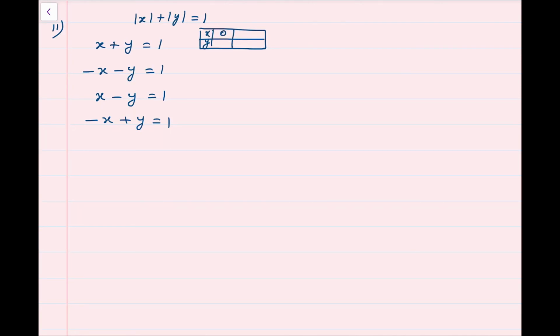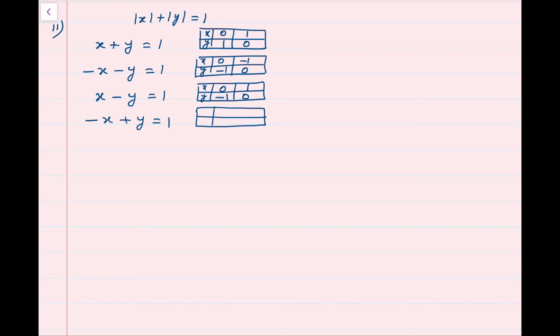If x is 0, y is 1. If y is 0, x is 1. And for the second line, if x is 0, y is minus 1. If y is 0, x is minus 1. And the third line, if x is 0, y is minus 1. If y is 0, x is plus 1. And the fourth line, if x is 0, y is 1. If y is 0, x is minus 1.